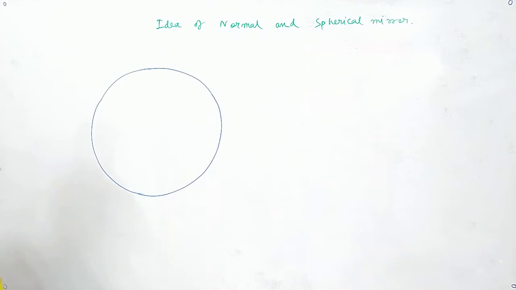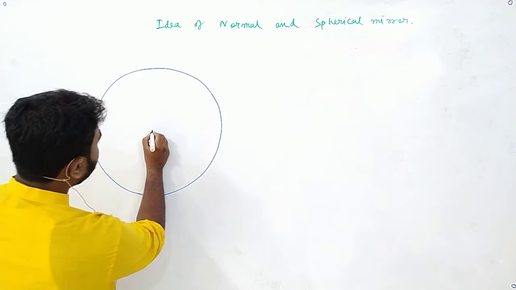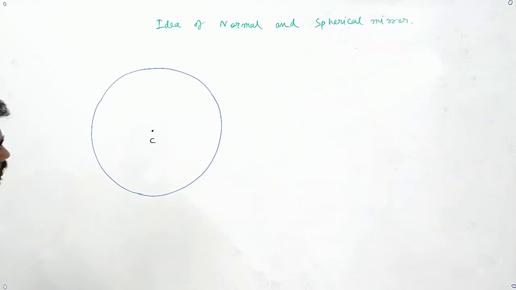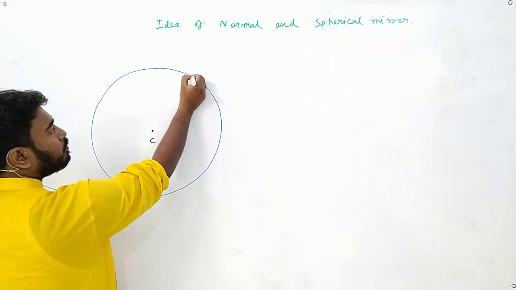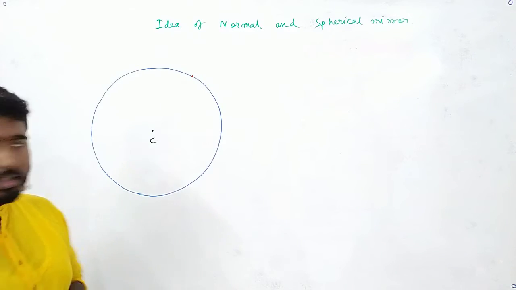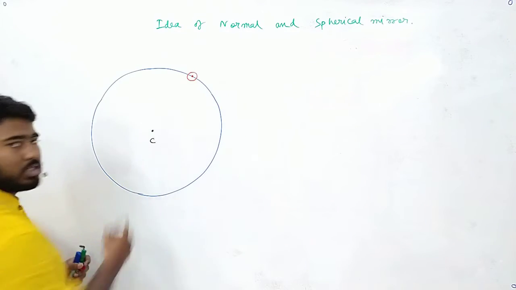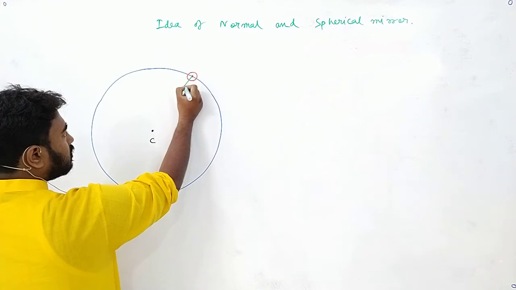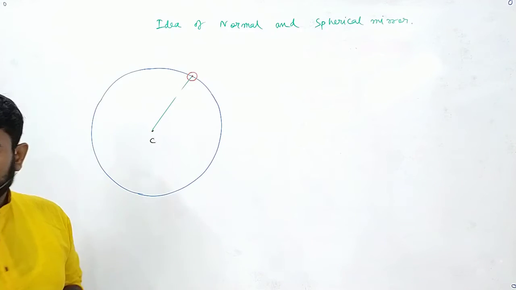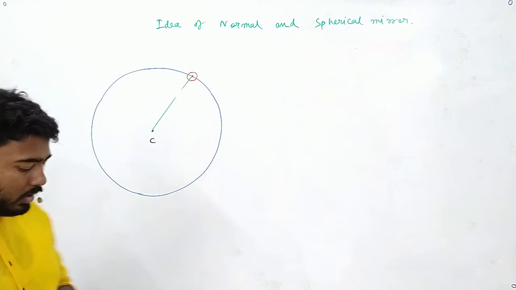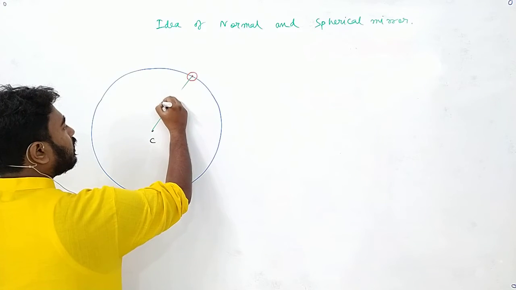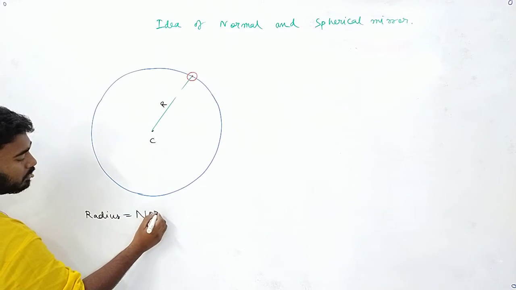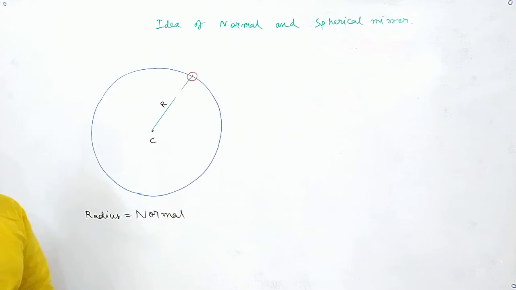Okay. So suppose this is the center. Now if I take this portion on the circumference, can I take a portion like that? Okay, I am taking this portion, right? If I join these two portions, what will it be? It will be the radius. We have already told you that if this is the radius, we will call the radius as normal. You remember that? We will call the radius as normal.